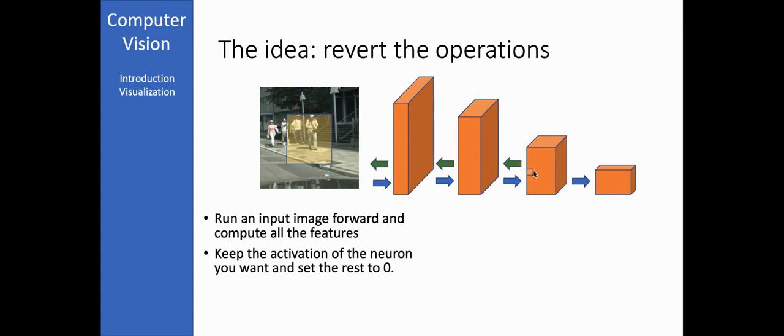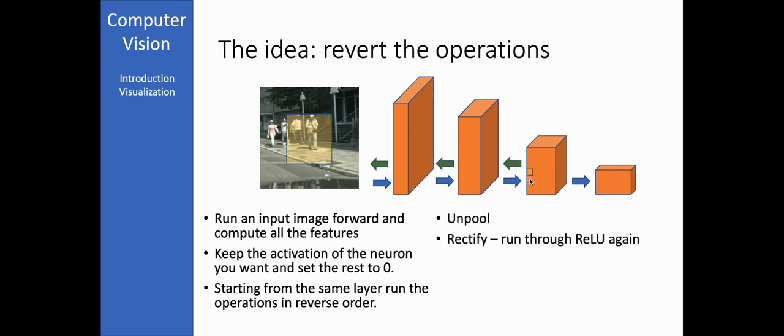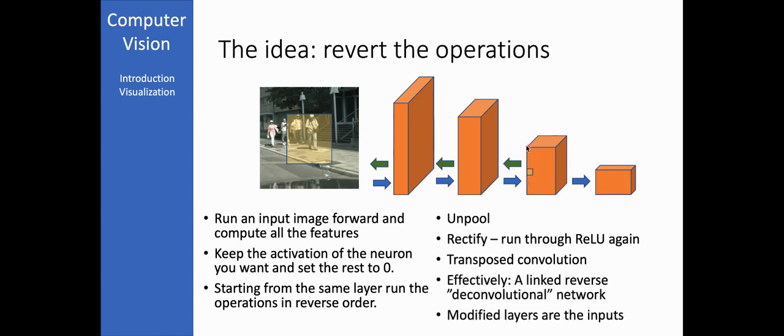Starting from this layer, I will simply apply each operation in reverse order. Okay? So first, I will unpool. Then I will run through the rectified linear unit again, so rectify the input. Then I will undo convolution with transposed convolution. And effectively, these three operations will give me a neural network that does deconvolution. So effectively, it's a neural network that's linked to this first one, but tries to reverse the operations. And the modified layer, so keeping the activation here fixed, setting all the other ones to 0, will be the input to this modified neural network.